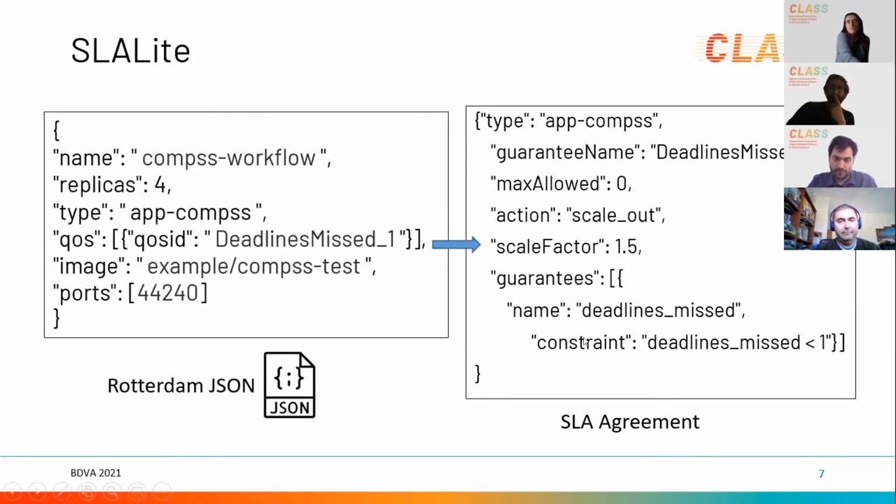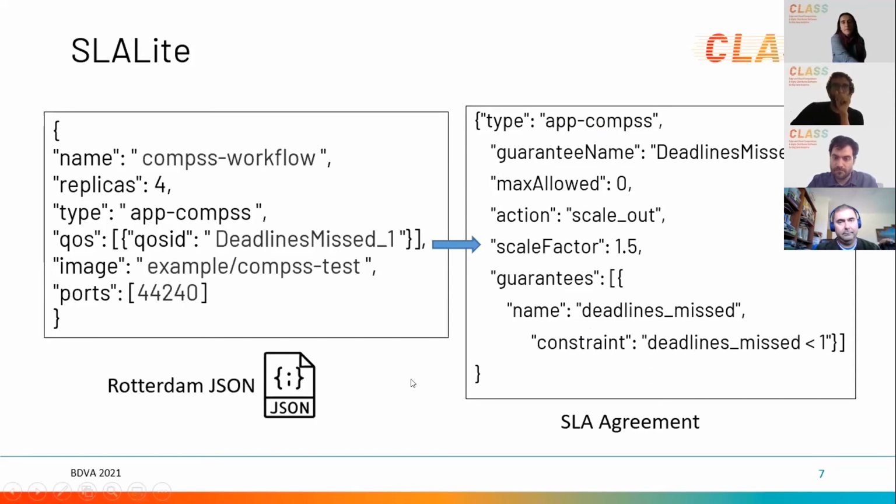In the agreement, we will see that the constraint is that the metric defined by the deadline message has to be less than 1, meaning it doesn't have to produce any deadline message. And in case this constraint is not fulfilled, then we have the action, which will be to scale out, to produce more workers than the initial number of workers. And the scale factor will be 1.5.